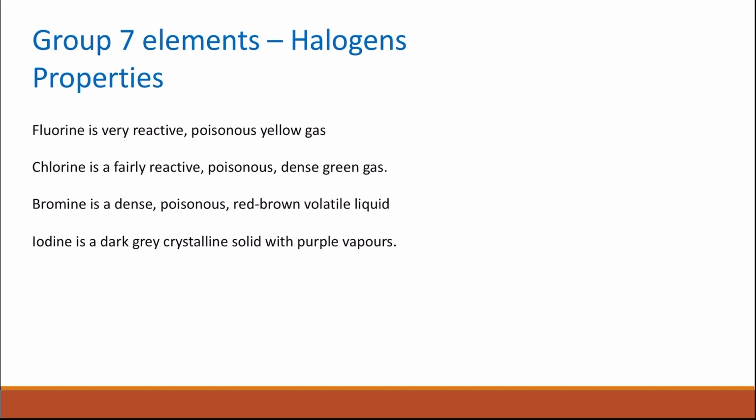Just to know the physical properties of the halogens: fluorine is a very reactive halogen, and it's a poisonous yellow gas. Chlorine is fairly reactive, a bit less reactive than fluorine. It's a poisonous, dense green gas. Bromine is a dense, poisonous, red-brown, volatile liquid. As you can see, we moved from gases into liquids now. And finally, iodine is a dark gray crystalline solid with purple vapors. So all of the halogens have colored vapors.